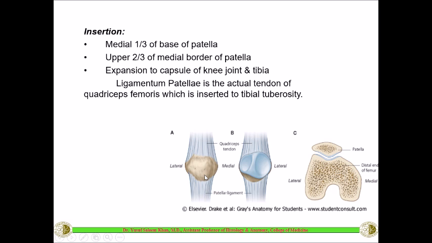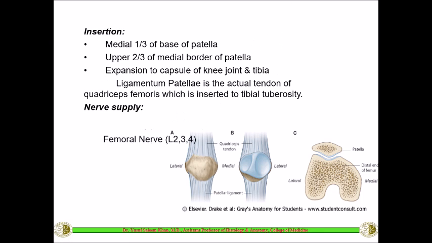That's why it looks like 4 heads. All of these get inserted here, and it continues as the patellar ligament to get inserted to the tibial tuberosity. That's why it is called the quadriceps. It is thought of as a single muscle. So this is the patellar ligament which is present here.